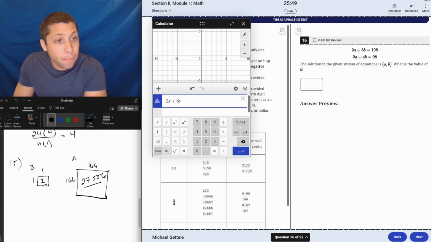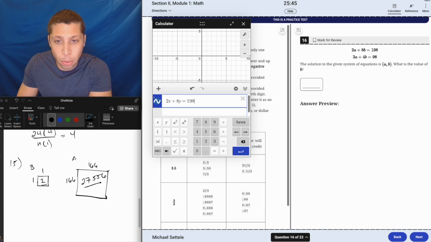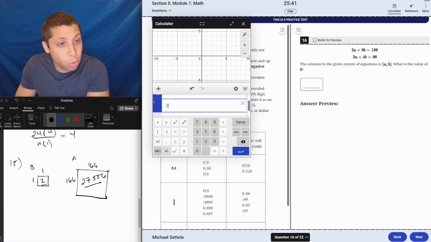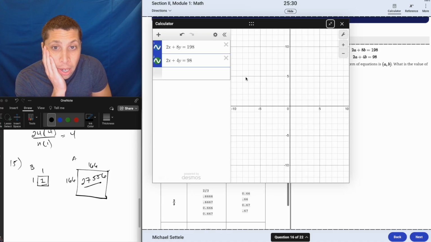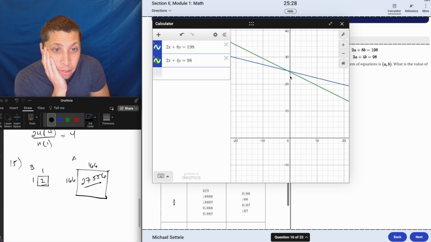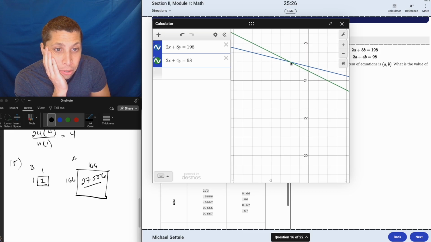So 8y equals 198. And they kind of did that. Look, (a, b) is the point. So 2x plus 8y equals 198. So that seems good. 2x plus 4y equals 98. And they want to know the value of b. So what is the y coordinate where they intersect? Okay, make sure you get that. And it's close on purpose. So the y coordinate is 25.